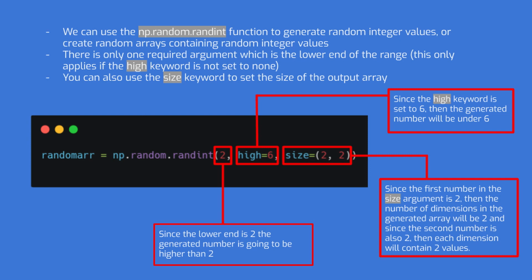So in this example, since the lower end is 2, then the generated number is going to be higher than 2. Since the high keyword is set to 6, then the generated number will be under 6. And since the first number in the size argument is 2, then the number of dimensions in the generated array will be 2. And since the second number is also 2, then each dimension is going to contain 2 values.